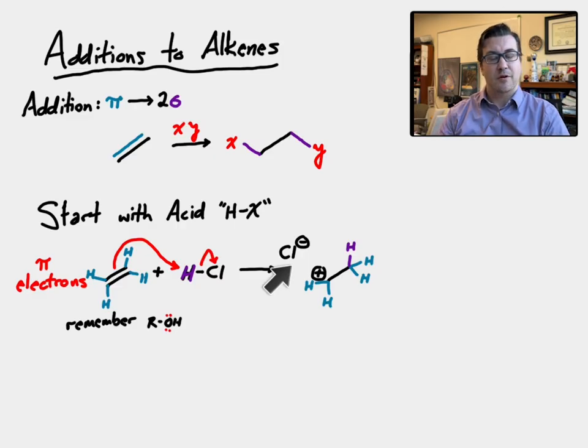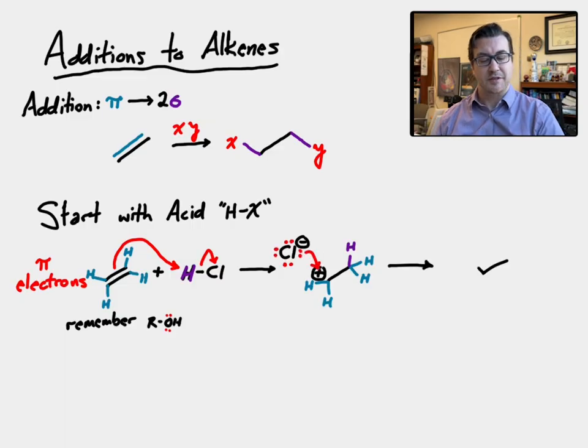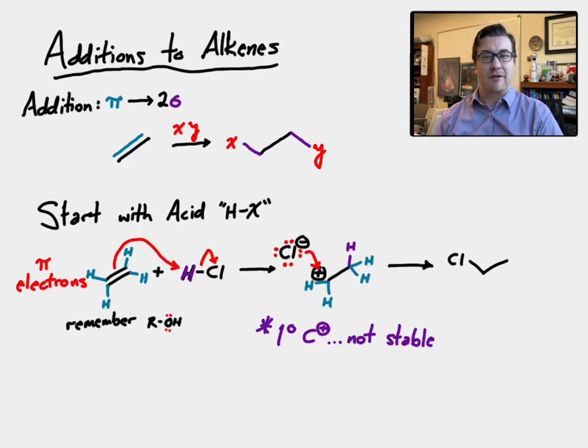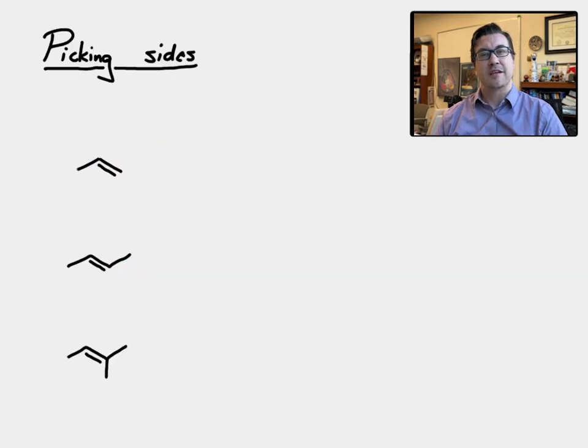So now you have a chloride and a carbocation, and this is just like SN1 chemistry, substitution chemistry. And so you form your new carbon-chlorine bond. I'll point out that this particular carbocation is a primary carbocation, and so it's really not stable. This is just kind of an example of how the reaction occurs, but it is very hard to react with a simple alkene like this. So let's look at some other examples.